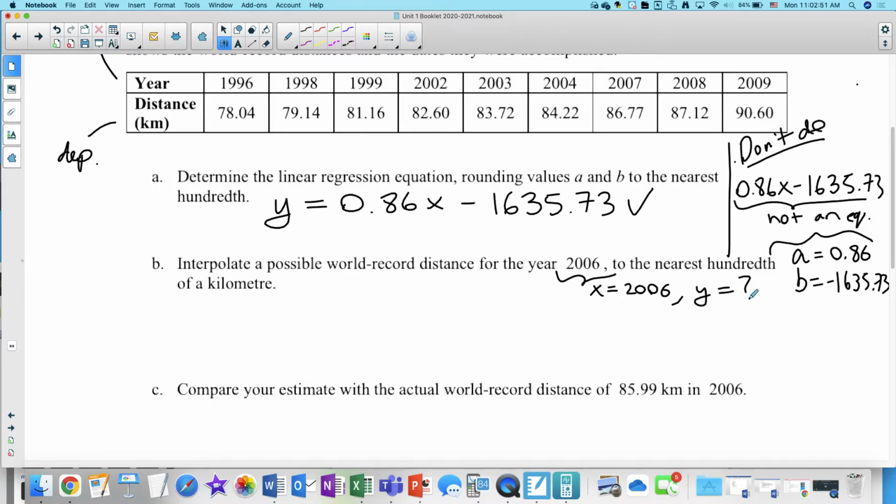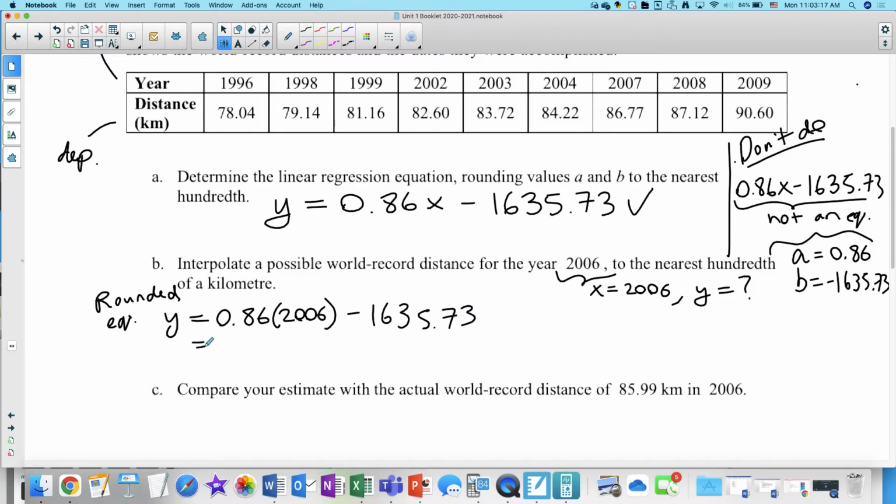If we use this rounded equation, y equals 0.86 times 2006 minus 1,635.73. I gave my calculator away. It's okay, I have another one. 0.86 times 2006 minus 1,635.73 is 89.43 kilometers. Now, this is rounded. If you want to be more precise, use technology. So on a TI, how do you do that?